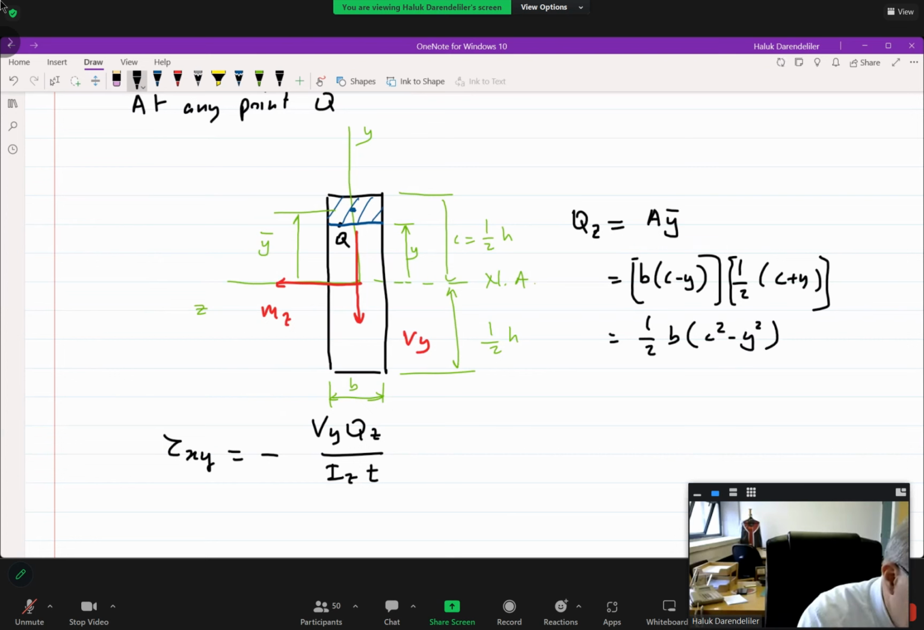Did you get it, friends? So, let me repeat. If you are looking for the stress at point Q, first divide the cross section into two. I'm talking about a practical way, of course. This line, which divides the cross section into two, should pass through Q and must be parallel to the neutral axis. Then you take the first moment Qz.